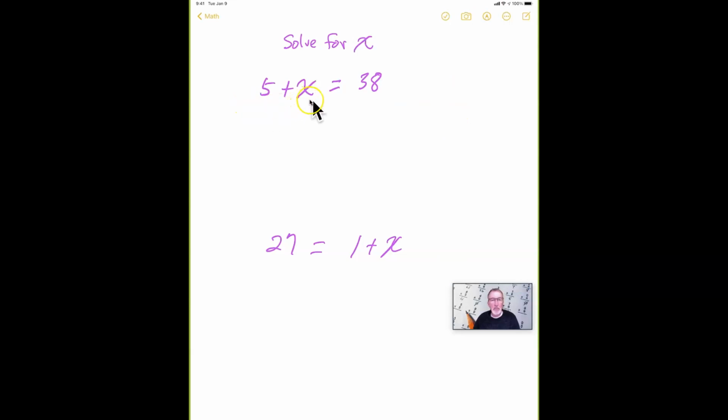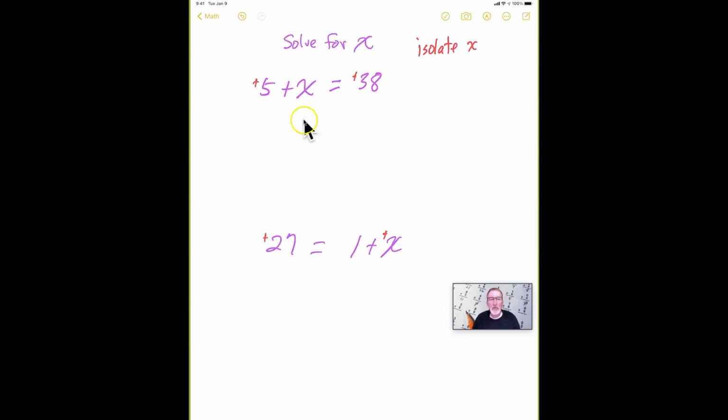Here we have 5 plus x equals 38, excuse me. Sometimes it helps to put in the signs of the numbers. So if you like, you can do that. And then you could put a 1 here, it won't change anything. But the first thing we want to ask when we try to isolate x, another term for solve for x, is how to get x on its own to find out what it's equal to.